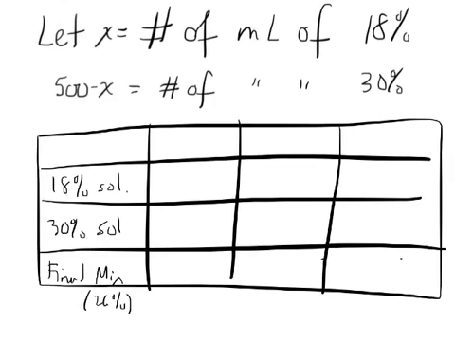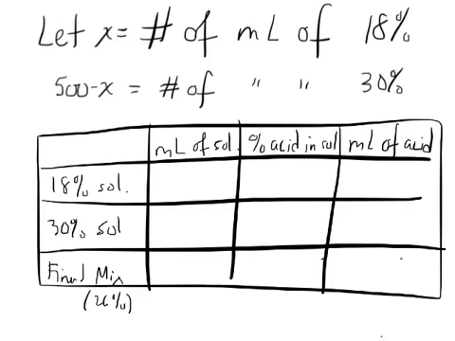Now, in this column, we're going to put the milliliters of the solution used. In this column, we're going to put the percent acid in the solution. In here, we're going to put the amount of milliliters of acid in the end. And think about this for a second.